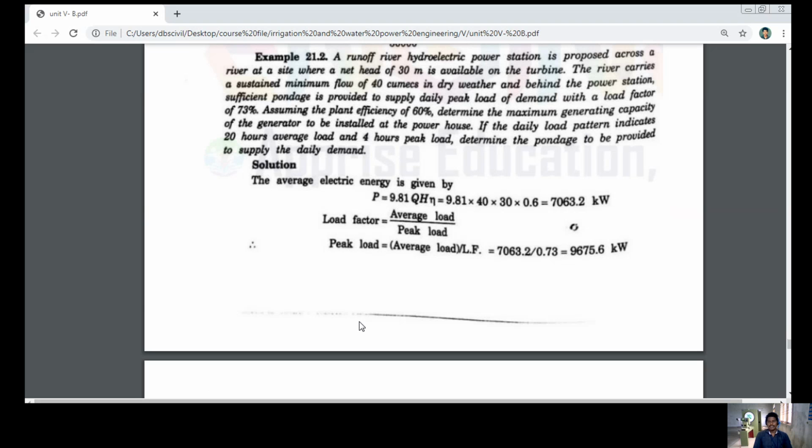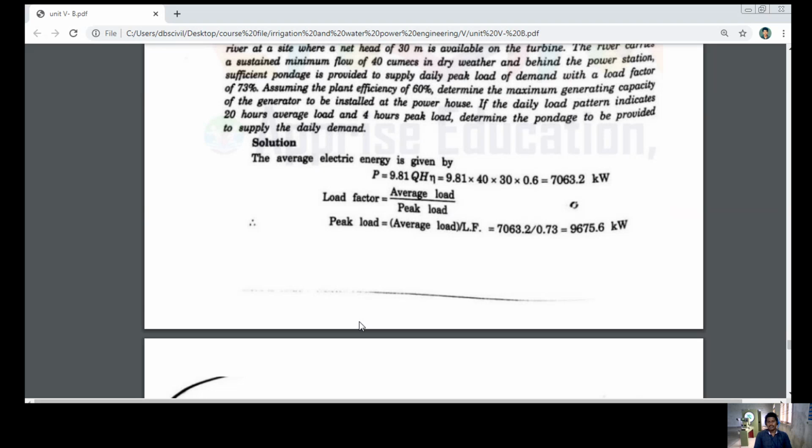If the daily load pattern is 20 hours average load and 4 hours peak load, determine the pondage to be provided to supply the daily demand. Okay, let's see. They are asking us, if the daily load pattern indicates 20 hours, to provide the pondage to supply the daily demand.